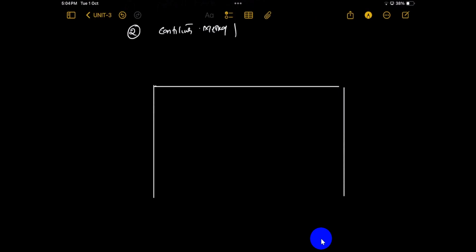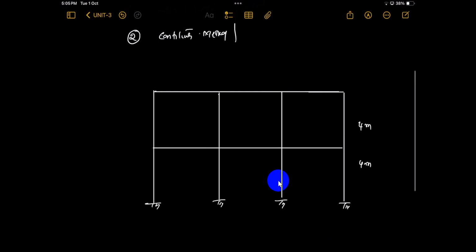Two stories, each one is 4 meters in height. Base lengths are 4 meters, 5 meters, again 4 meters, and the transverse loads at this joint is 20 kilonewtons, at this joint is 35 kilonewtons. All columns have equal area. Okay, so how to proceed?